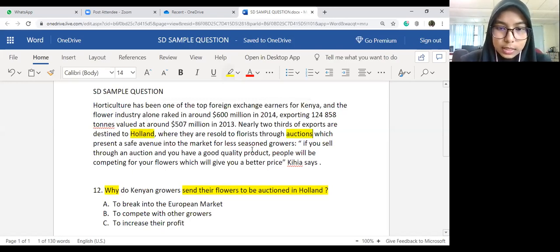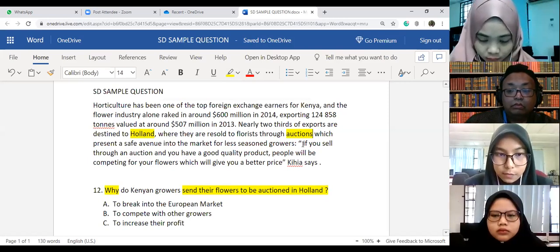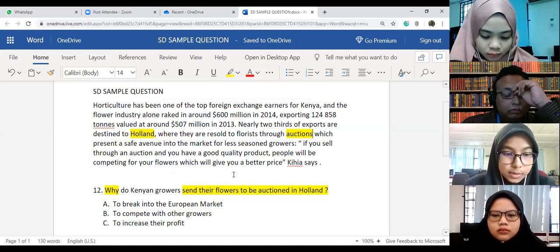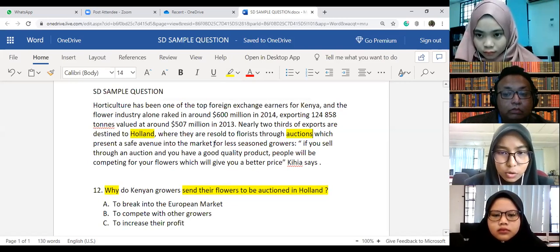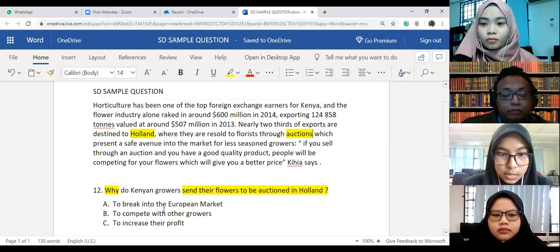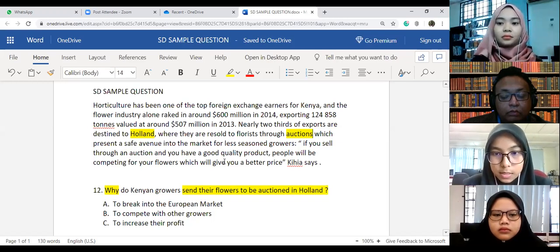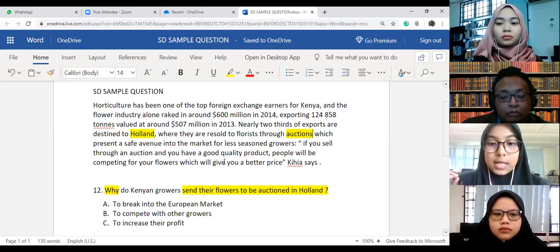So this is basically the main idea. Usually supporting details come after the main idea. So in this paragraph we can see here, if you sell through an auction and have a good quality product, people will be competing for your flowers, which will give you a better price. There is no matching word from the passage with the answer options, so we need to check on the synonyms.